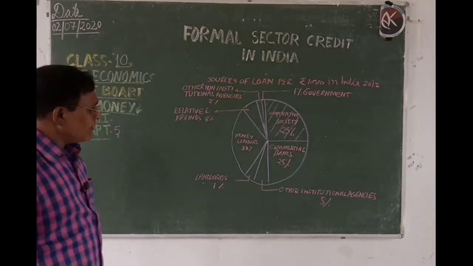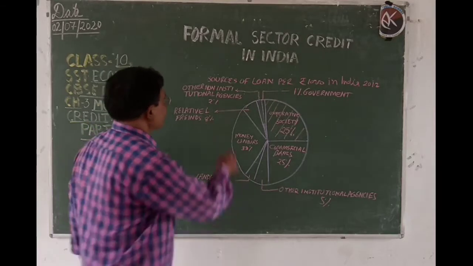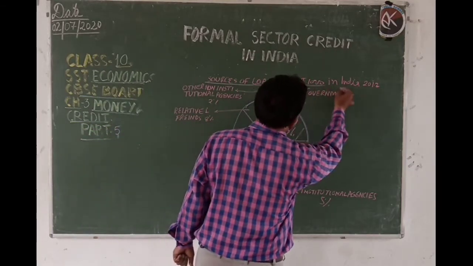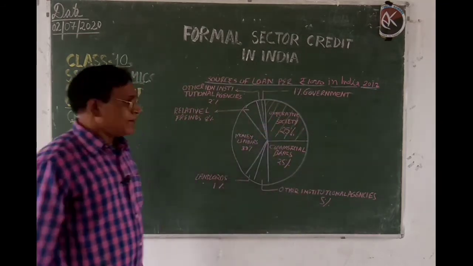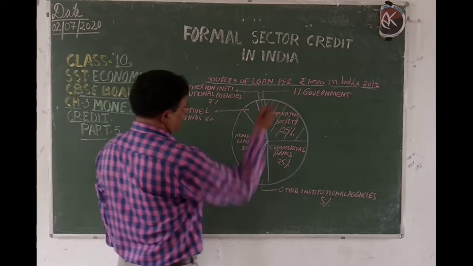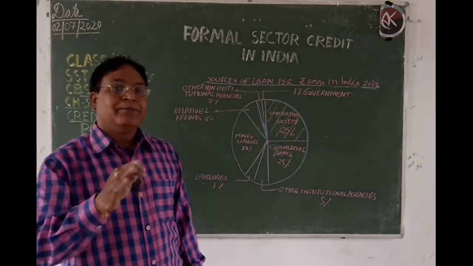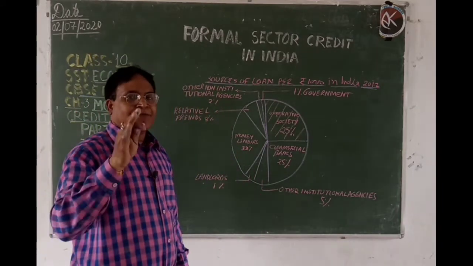Children, first we will try to understand this pie chart. This pie chart indicates sources of loan per 1000 rupees in India in 2012. Children, here we have seen that there are two types of sectors of loan that they pay. First one is formal sector, another is informal sector.